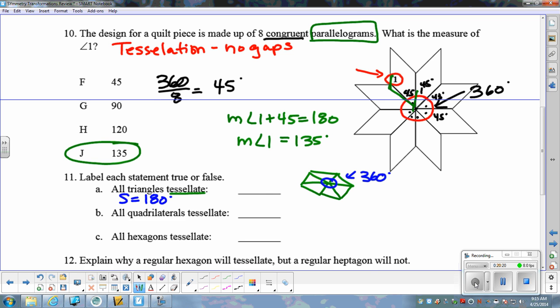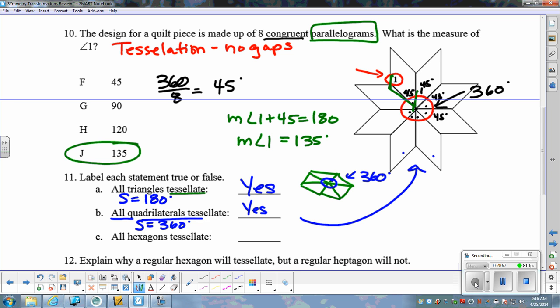180 degrees. So that will be true because I have a sum that is a multiple, or a factor, of 360 degrees. The same will be true for all quadrilaterals tessellate. Now this is if they are on their own. For example, looking at this example here, these were all congruent parallelograms. So these will tessellate because of that. Again, their sum is 360 degrees. Therefore, it will also be able to tessellate if it's the same quadrilateral tessellating.